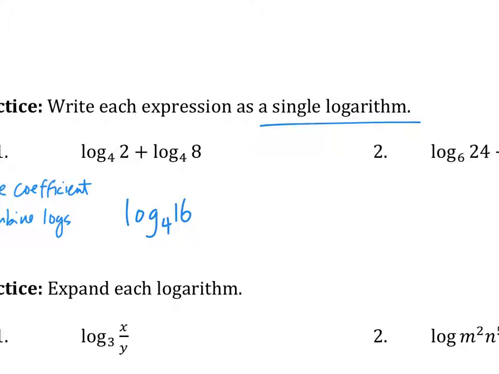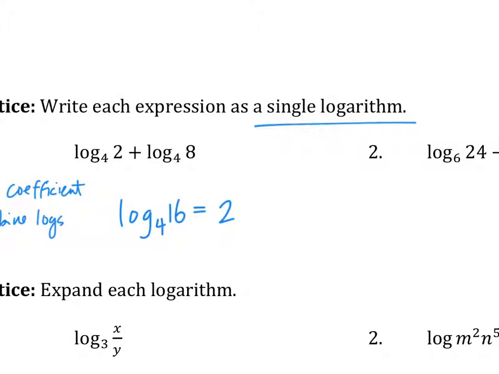If you have to go farther, you can get this number to be 2, because 4 squared is 16 if you do the loop rule. But if it just says single logarithm, this is good enough.